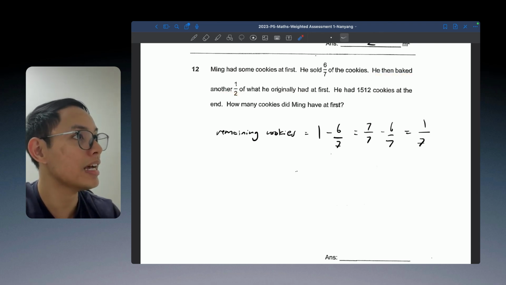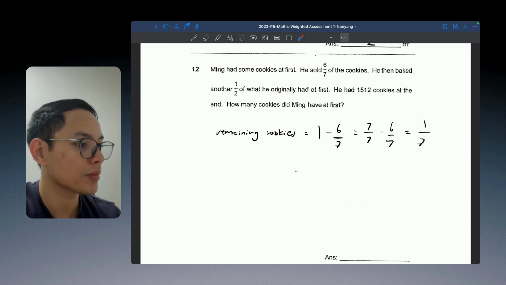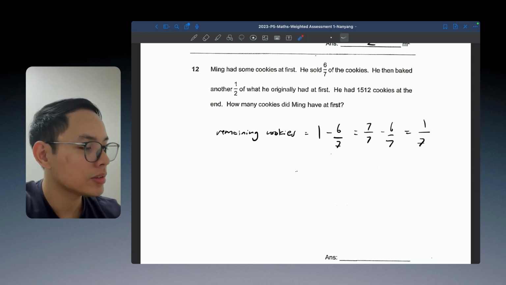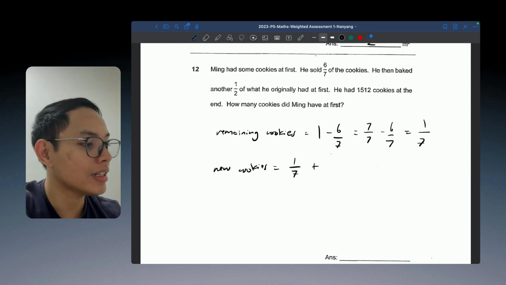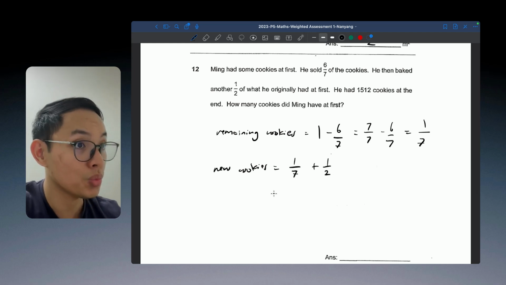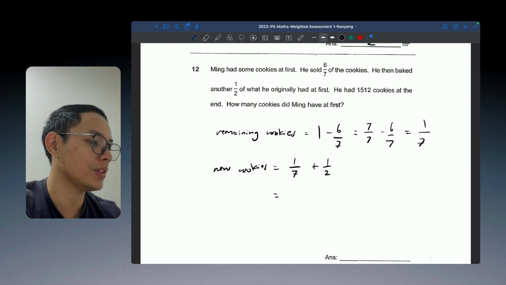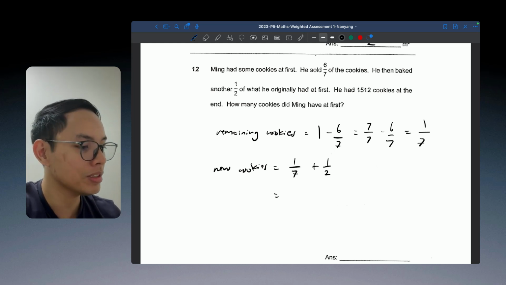So what this means is that, I'll just add in the new cookies is equal to the remaining 1 out of 7, then he added another half, right? 1 out of 2. So what is the answer for this equation? The only way you can do this is to make the 1 out of 2 have the same denominator, a common multiple of each other.